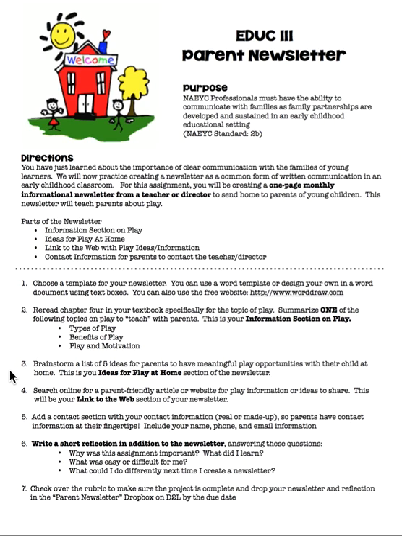Step 3 is to brainstorm a list of 5 ideas for parents to have meaningful play opportunities with their child at home. This will become your Ideas for Play at Home section of the newsletter. You can come up with ideas on your own, or you can use the internet as a resource, or you can even select things that you may have brainstormed with your teachers in your observational setting.